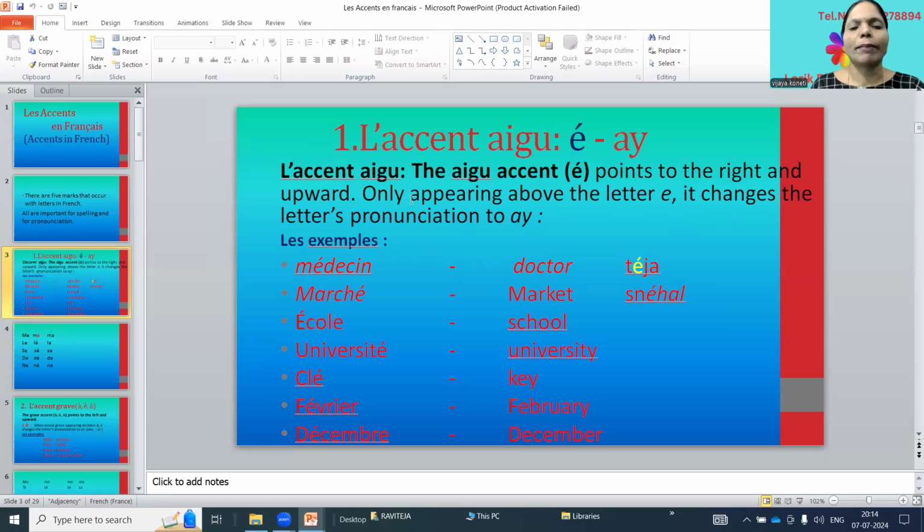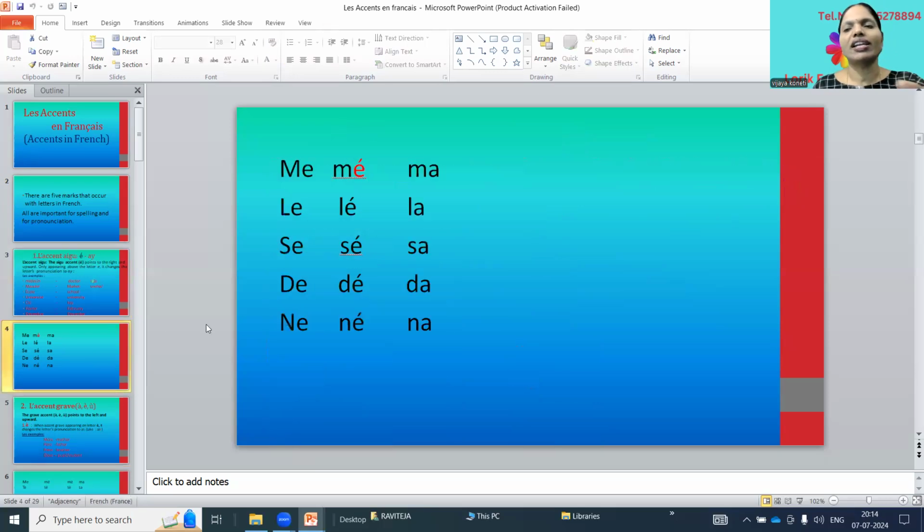So, examples. Médesa. See, M-E with the accent aigu. What is the sound? First we will see and then we will read the words. M-E pronunciation is ma, just half ma. M-E with accent aigu is me. Observe these three pronunciations: ma, me, ma. Next one, la, L-E, le, la. Sa, se, sa. Da, de, da. There is no da sound in French. Na, ne, na. Any doubt?